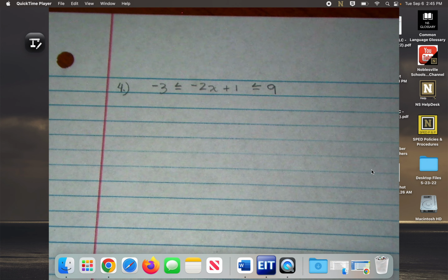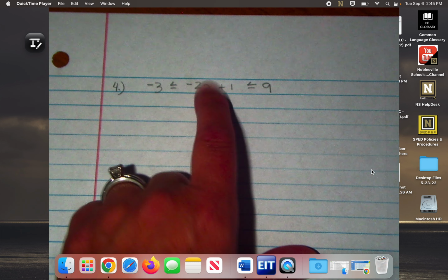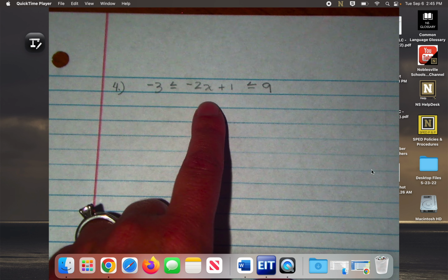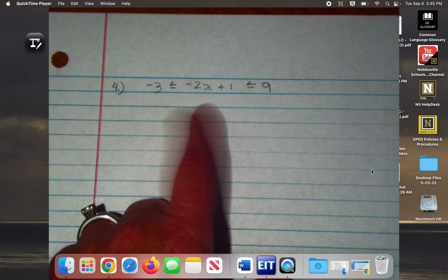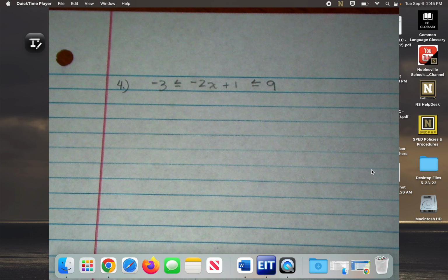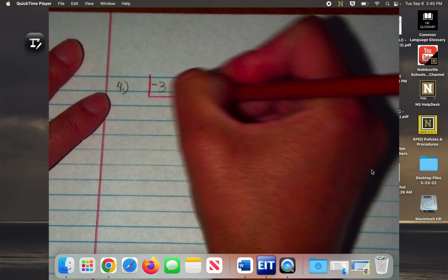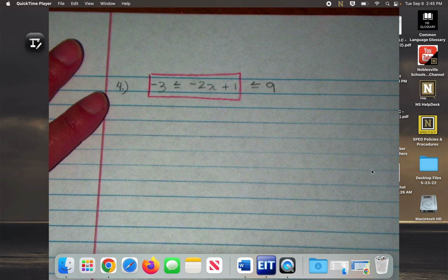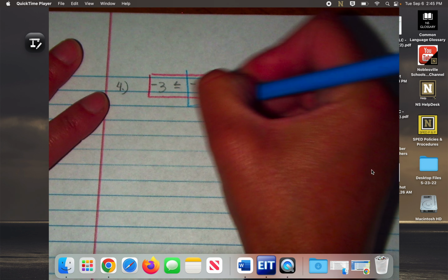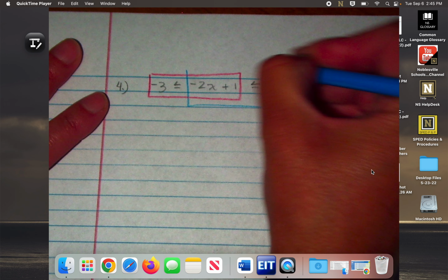So for this one, are the two lines going to go towards each other or away from each other? Towards each other, right? Because we have this center thing. Also, we don't see the word or, right? That's our signal that they're going to go away from each other. It's this or that. So when I draw my inequalities, I've got negative 3 is less than or equal to negative 2x plus 1. And then I've got negative 2x plus 1 is less than or equal to 9.